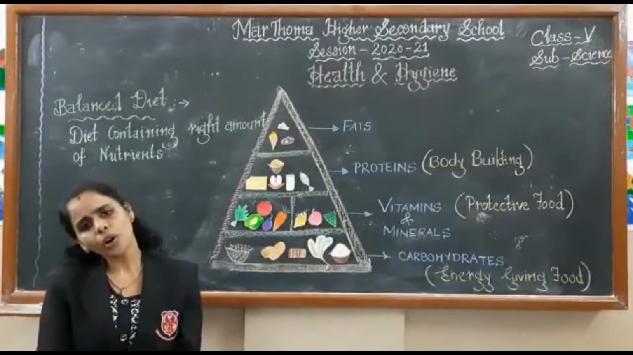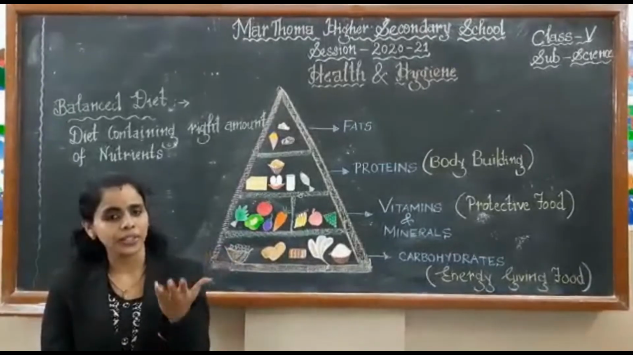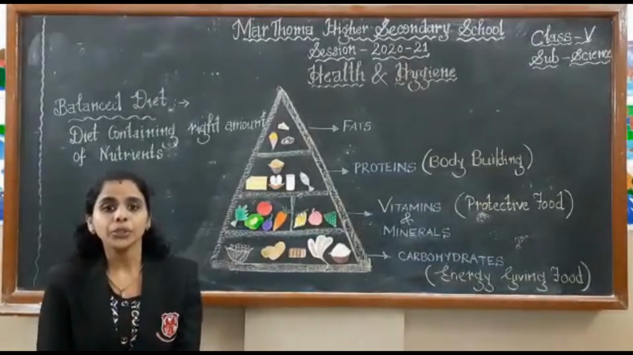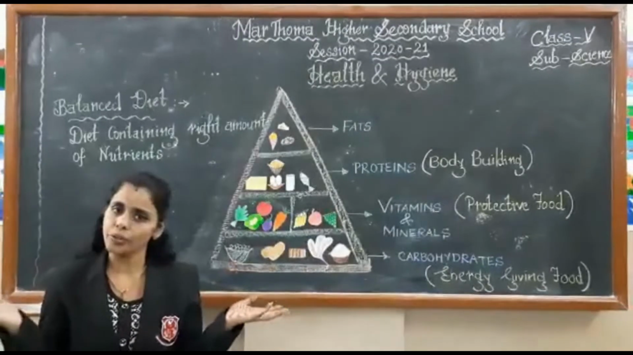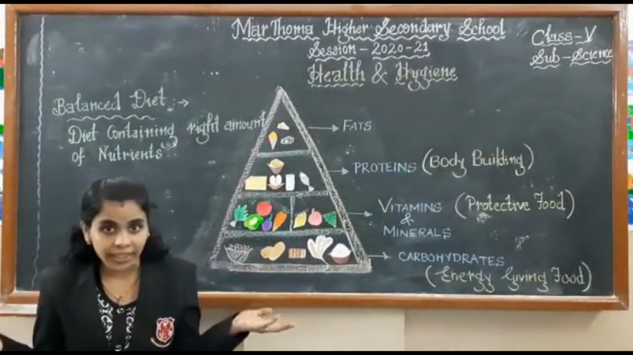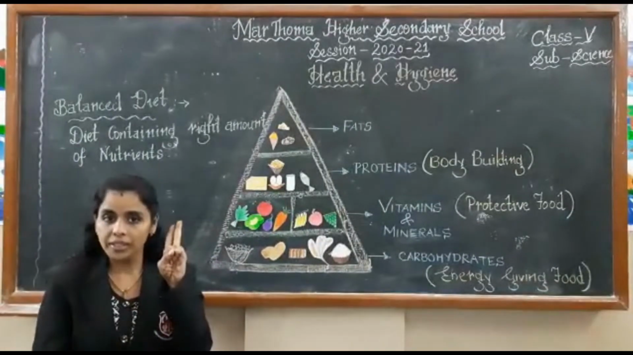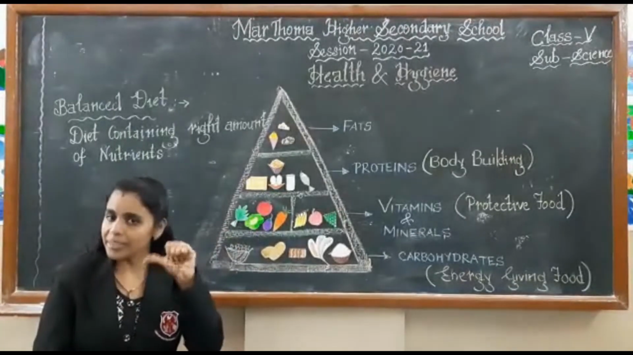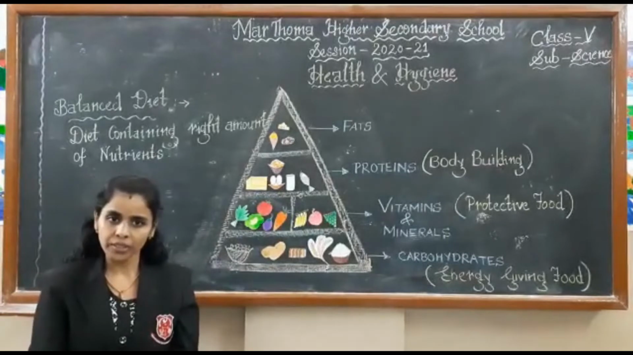Okay students, you all are eating food, but you don't know what food you are consuming. You are taking it in the breakfast, lunch and dinner. But you should know what nutrition is. It is an important substance which is present in all types of food. Mainly there are 5 important nutrients. What are they? We will start with carbohydrates, proteins, vitamins, minerals, and last, fats, which we have to consume a little amount only. Okay, children?